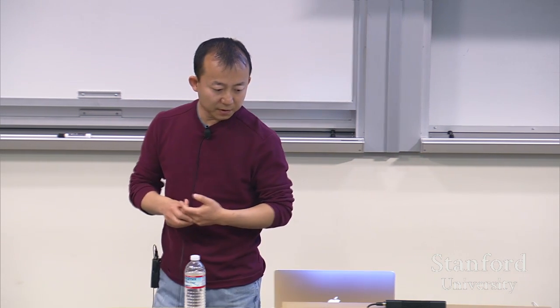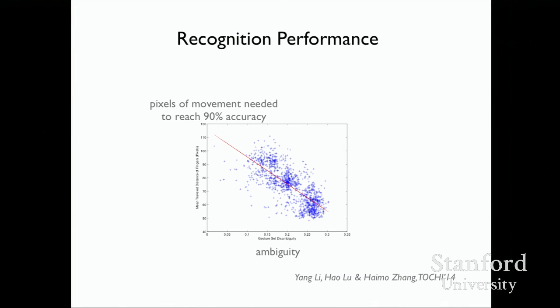So we developed the measure about the ambiguity of the gesture set by looking at how the inference model of each individual multi-touch gesture is different from each other in the set. I'm not going to talk about the measure here, but the scatter plot here shows the effectiveness of our measure.